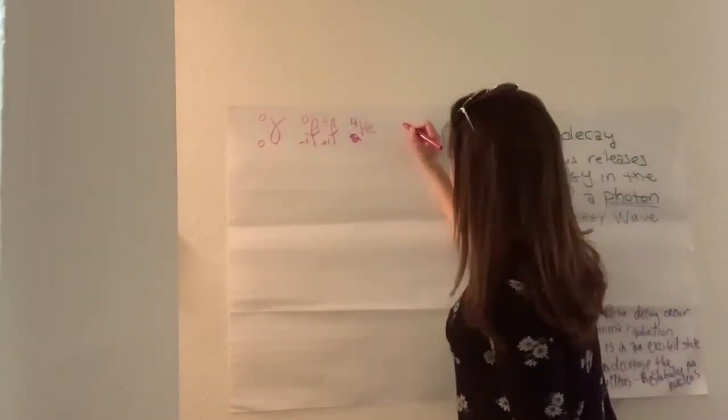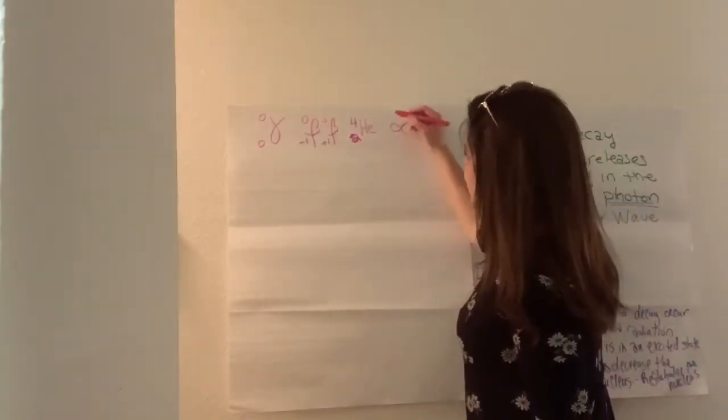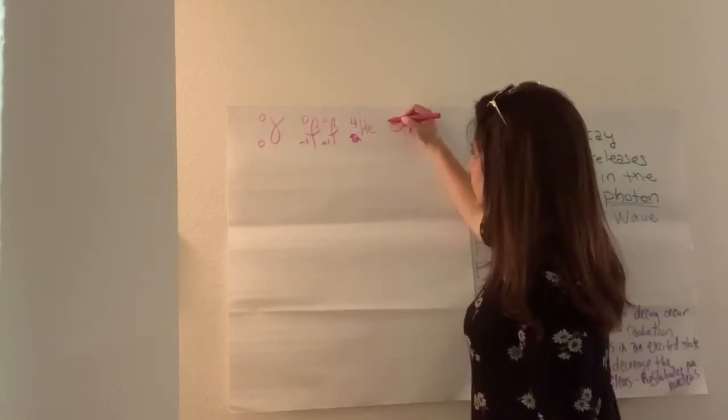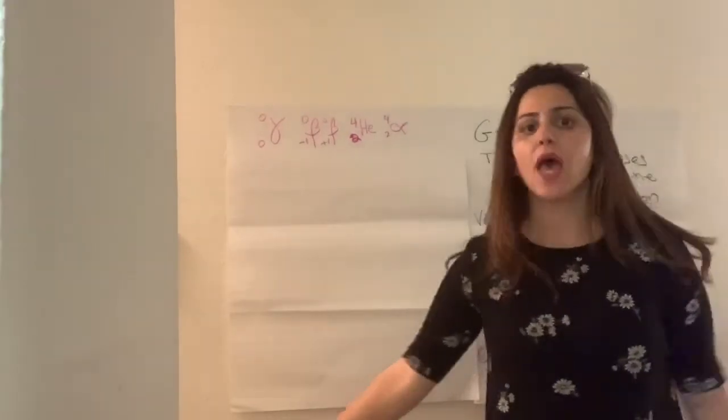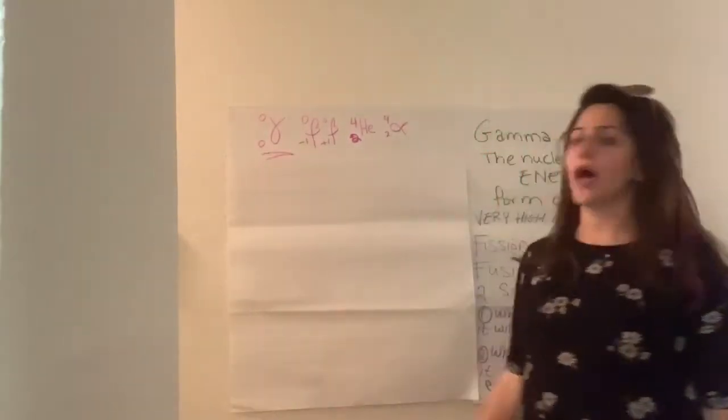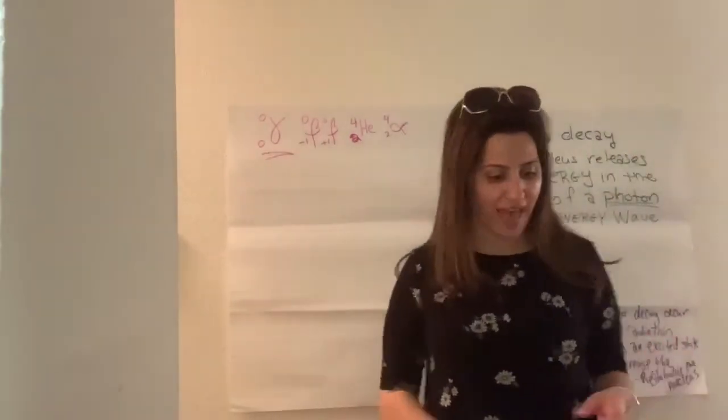By the way, some would write alpha. Alpha looks like this, with a 4 and a 2. Would write an alpha particle like that. But right now we're just focusing on the gamma particle and what that would look like.